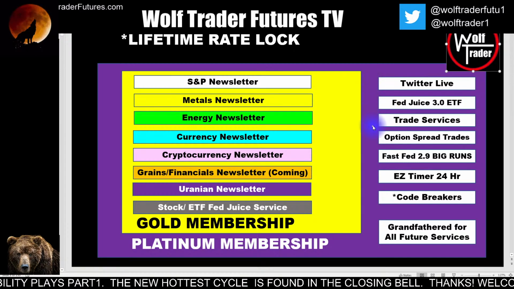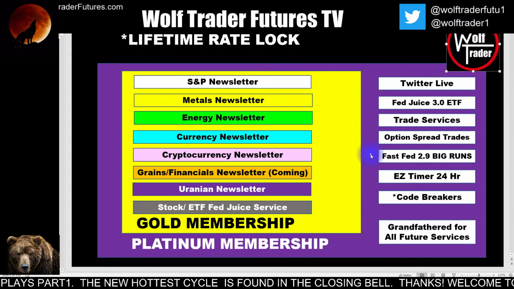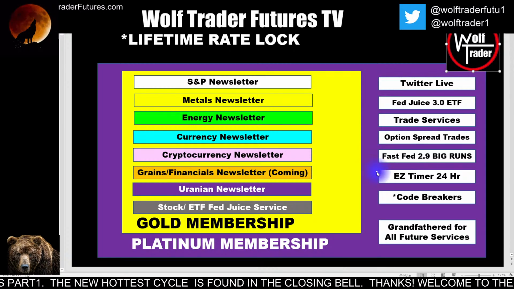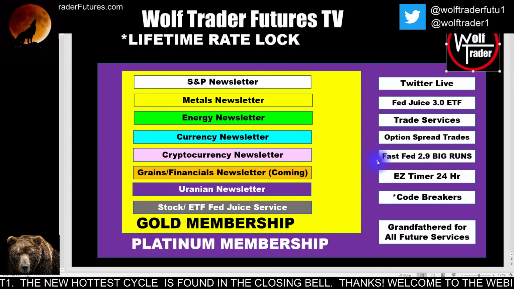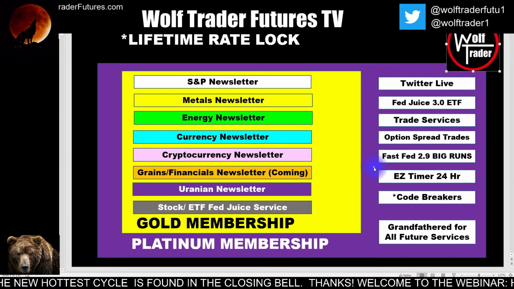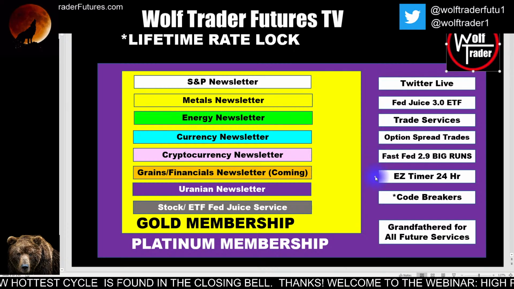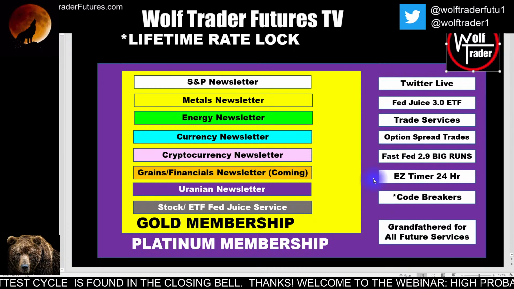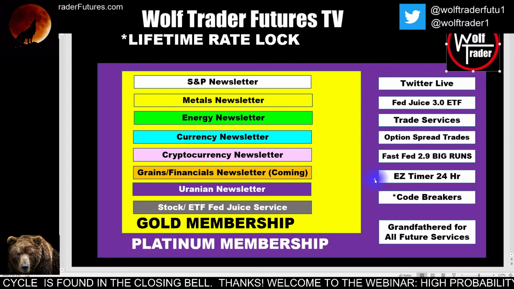We have the Fed use trading service option spreads, which are typically credit spreads. The Fast Fed big runs, which has really been taking off in the last couple of months. The Easy Timer, which took off on gold last month. Just so you know, the Fast Fed big runs is not a spread, it's a swing trading system that trades for multiple days. It could trade up to a week at a time. Whereas the Easy Timer is very small trades that last for a matter of minutes or hours at the most. So these are two different types of trades. This is more of a swing trade. This is more of a day trade.